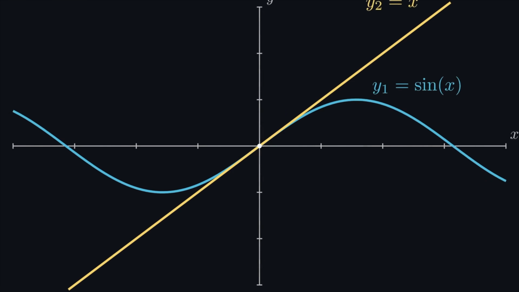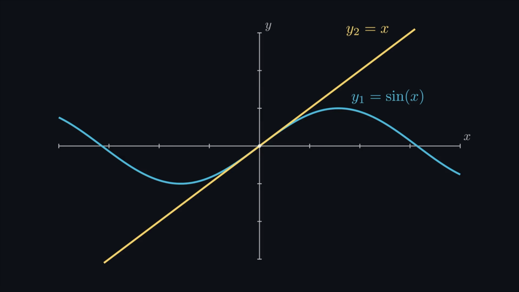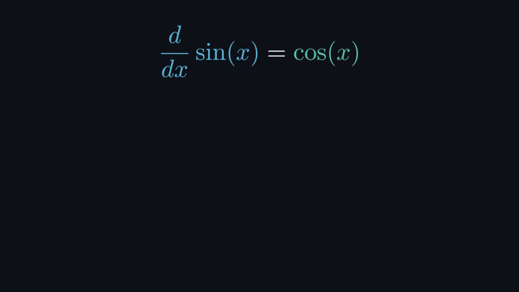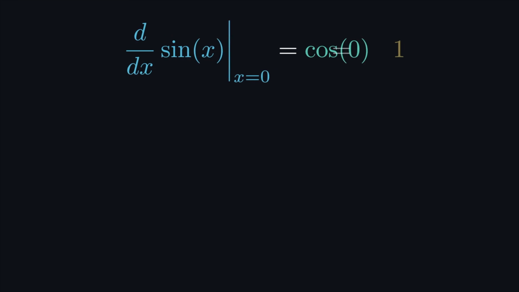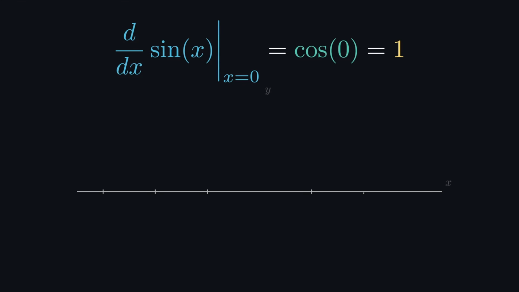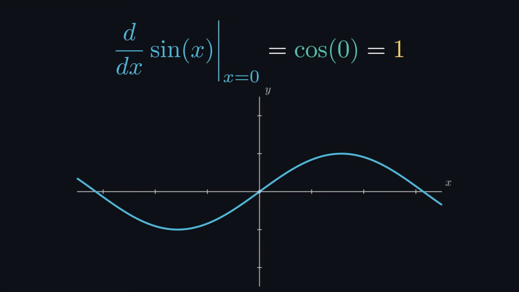To see why, let's look at the derivative of sine x. The derivative tells us the slope of the function at a given point. For sine, we know that if we differentiate this once, we get the function cosine of x. So the slope of the sine curve at x equals 0 is cosine of 0, which equals 1. And that means the tangent line at the point x equals 0, y equals 0 has slope 1. A line with slope 1 passing through the origin has the equation y equals x. And that's why it works so well here.